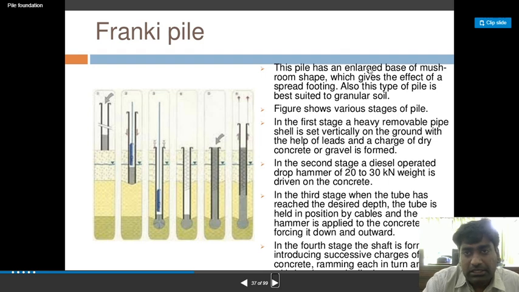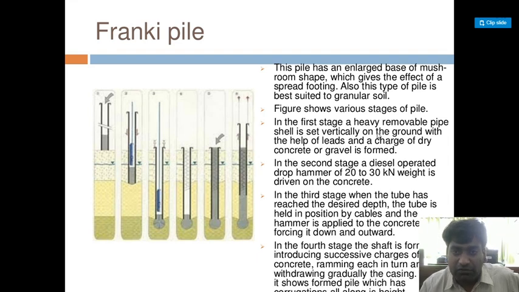Franki pile. These piles have an enlarged base of mushroom shape, which gives the effect of a spread footing. Also, this type of pile is best suited for granular soils. The figure shows the various stages of the piling. In the first stage, a heavy removable pile shell is placed vertically on the ground with the help of leads and a charge of dry concrete or gravel is formed. In the second stage, a diesel operated drop hammer of 20 to 30 kilonewton weight is driven on the concrete.